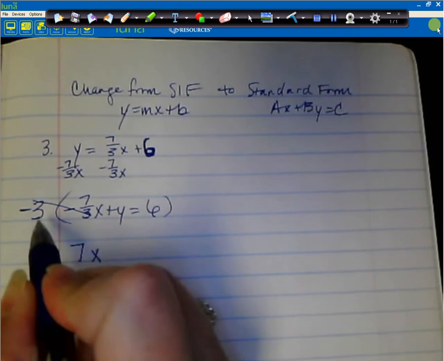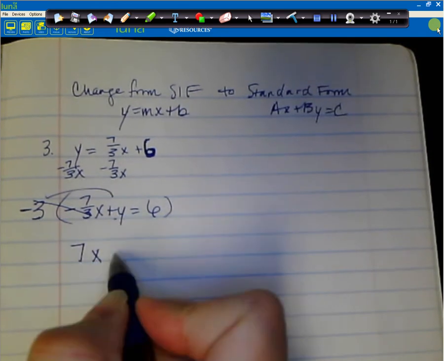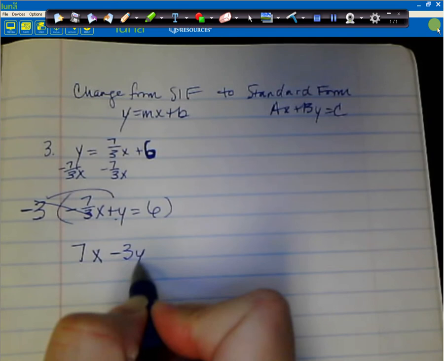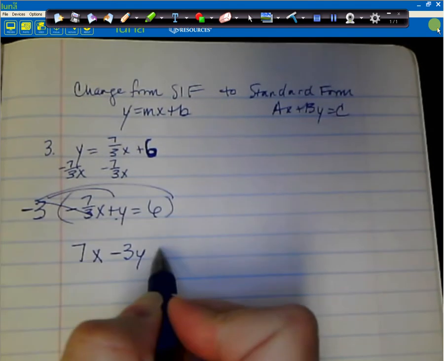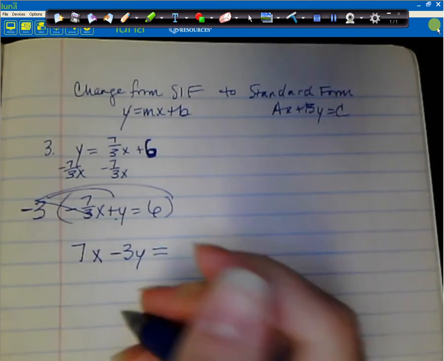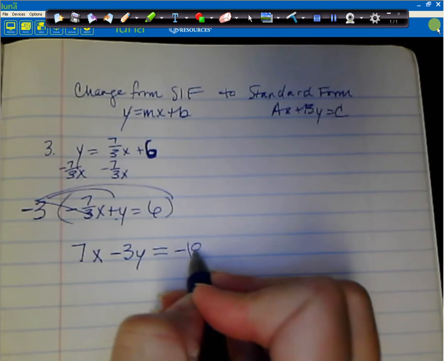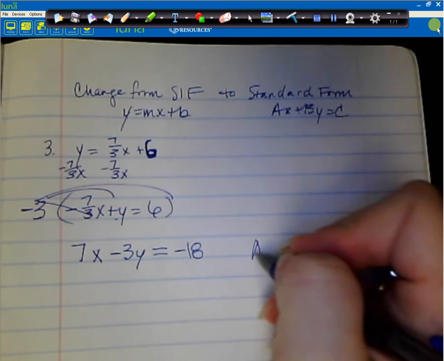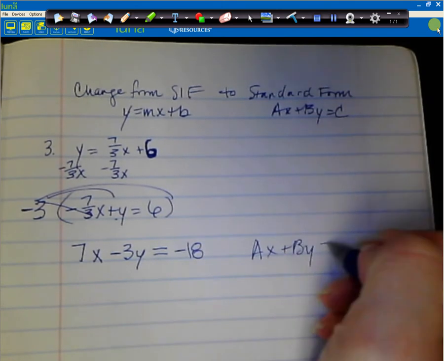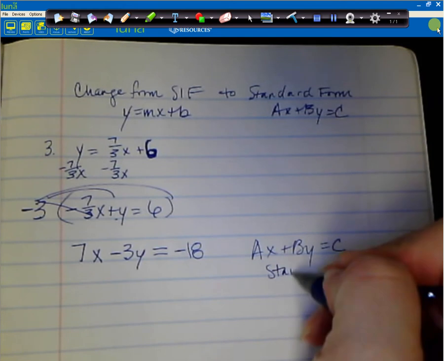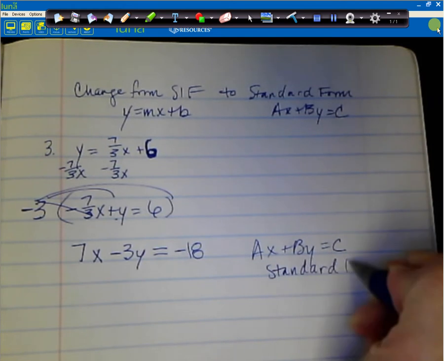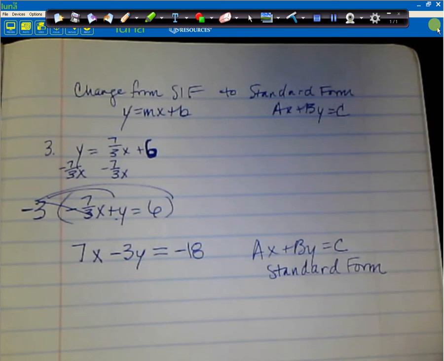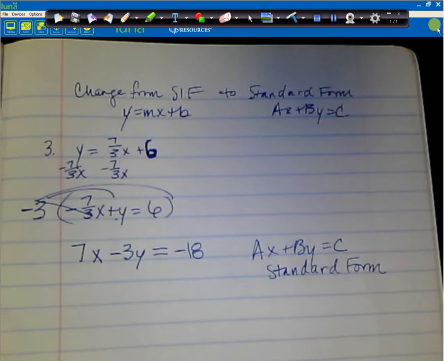When I multiply the y times a negative 3, it's going to give me negative 3y. And when I multiply the 6 times a negative 3, it's going to give me negative 18. And this is in ax plus by equals c, or standard form. Make sure that you have all of that down before you move on.